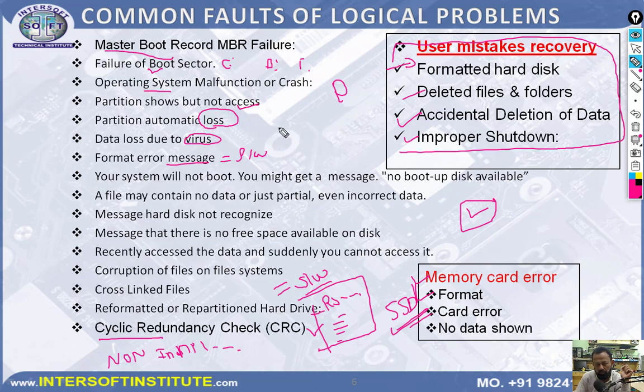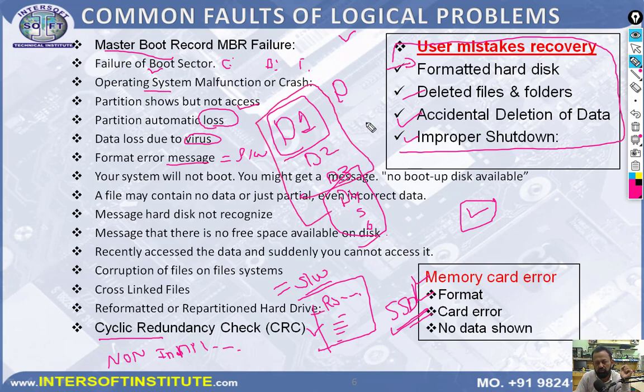In this topic, D1, we will explain only about logical recovery. In D2 we go to the PCB level, in D3 we go to the physical, and D4, D5, D6 are the firmware issues. Step by step we go through these three portions. So these are the common logical faults. Okay, next.